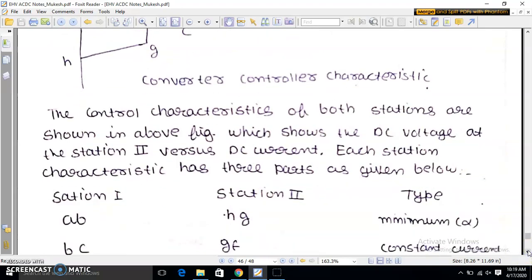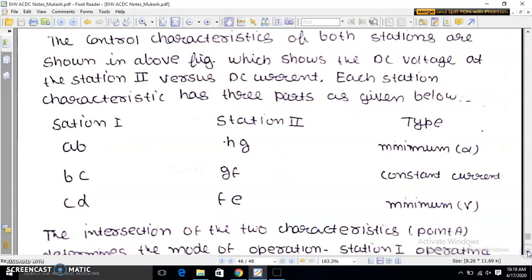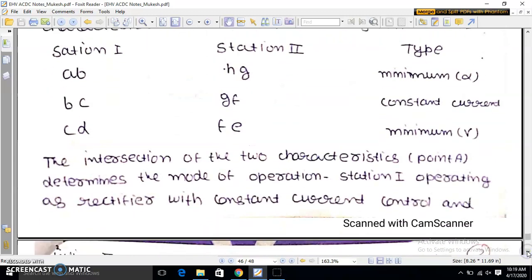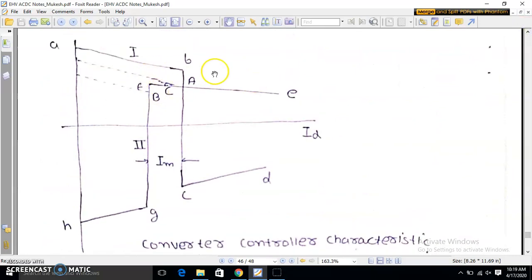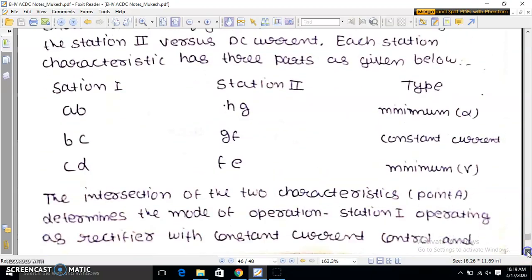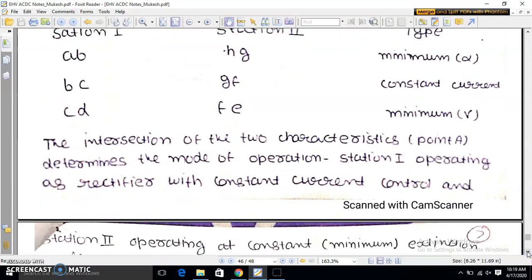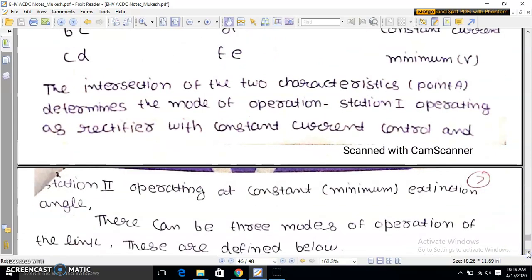Each station's characteristics has 3 parts as given below. Station 1, station 2, that is AB, HG, minimum alpha; BC, GF, constant current; CD, FE, minimum gamma angle. The intersection of the two characteristics, point A, determines the mode of operation: station 1 operating as rectifier with constant current control and station 2 operating at constant minimum extinction angle.